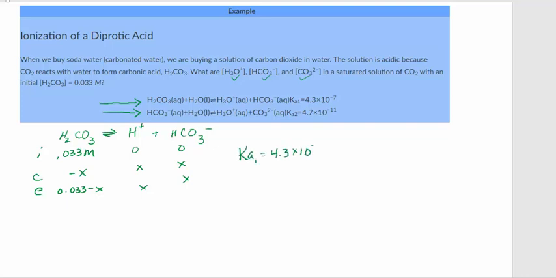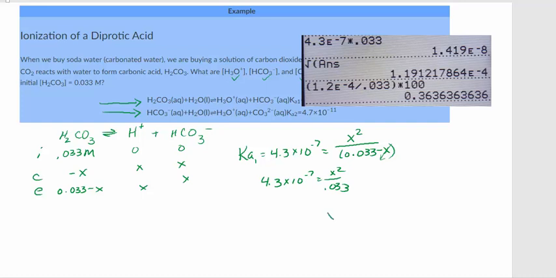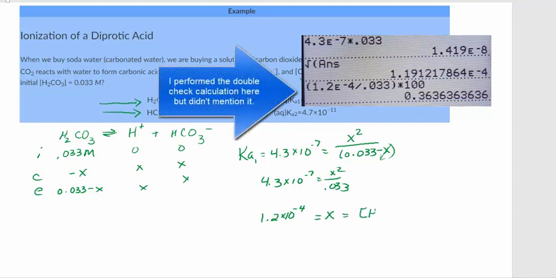That's going to be equal to the concentration of my products, which in this case will be represented by x squared, over the concentration of my reactants, 0.033 minus x. Now it looks like I can simplify this, so I'm going to go ahead and do that. When I simplify it, I get x squared over 0.033. When I work that arithmetic, I get an x value equal to 1.2 times 10 to the negative 4. That's currently equal to my concentration of hydrogen ion or hydronium, as well as my conjugate base. Now this conjugate base becomes an acid in the next reaction.